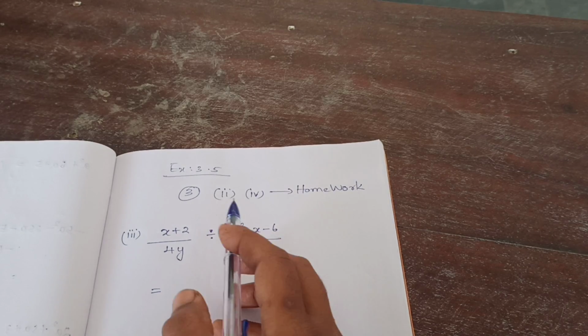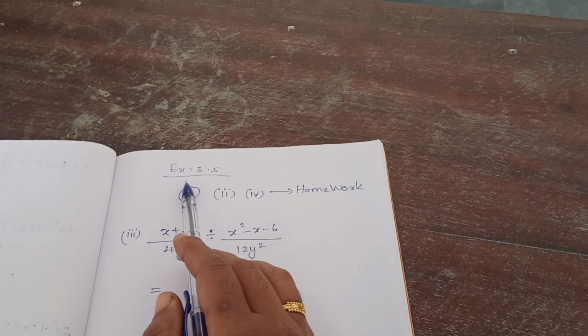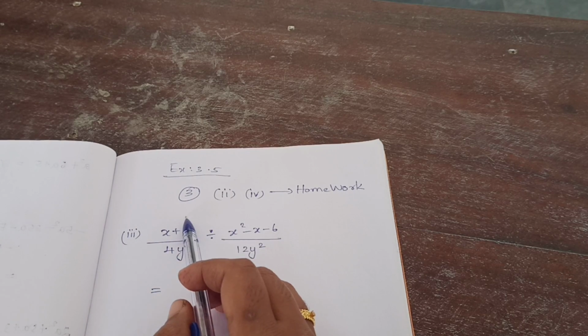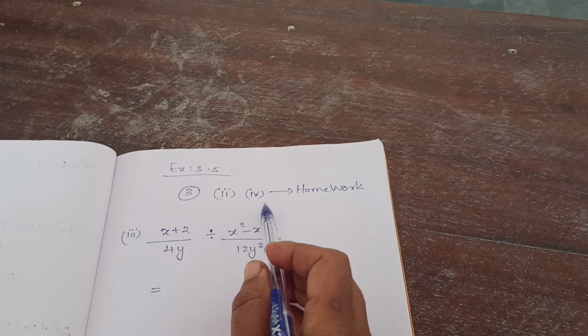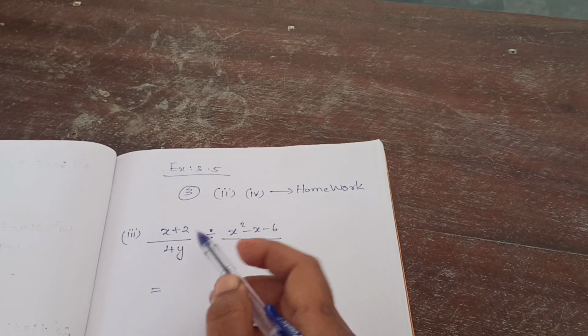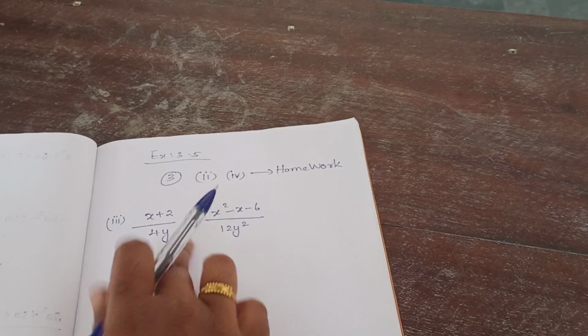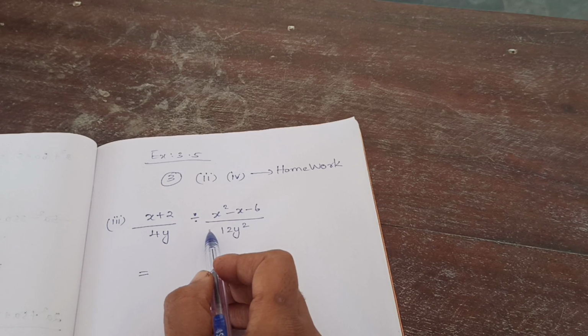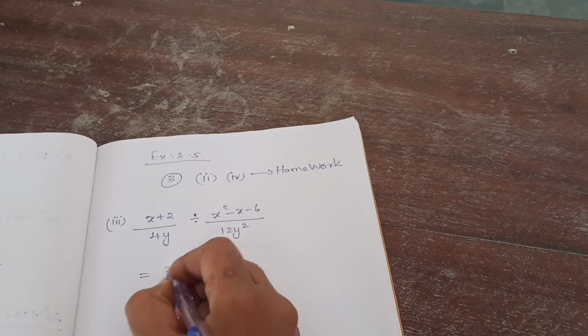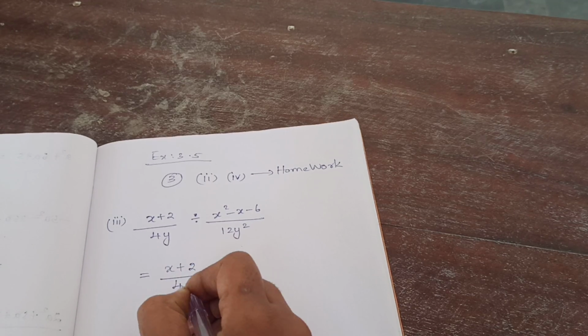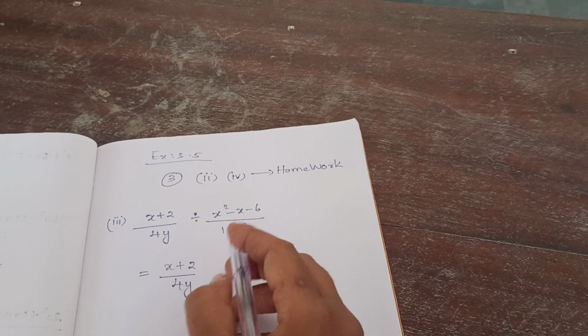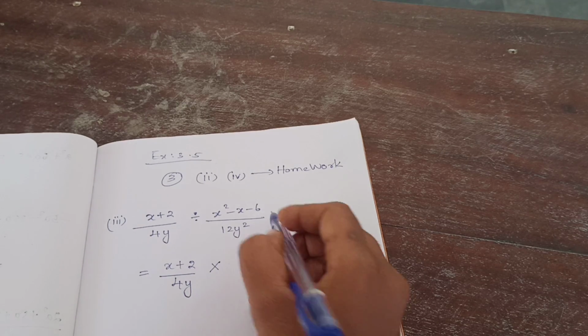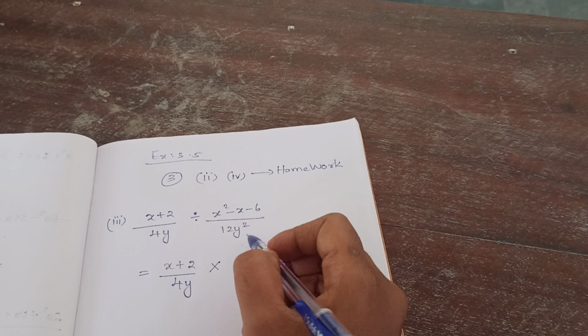Okay, listen students. Homework problems. Exercise 3.5, third Roman. The same method only, second and fourth you want to do as a homework. Okay. Now listen the third problem. X plus 2 divided by 4y divided by another two polynomials given. So x plus 2 divided by 4y. Just I am changing the sign, division into multiplication, and I am writing the second term as reciprocal.